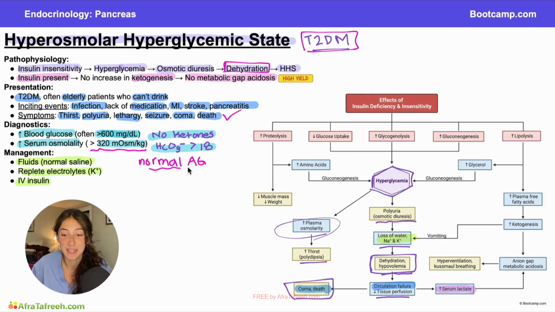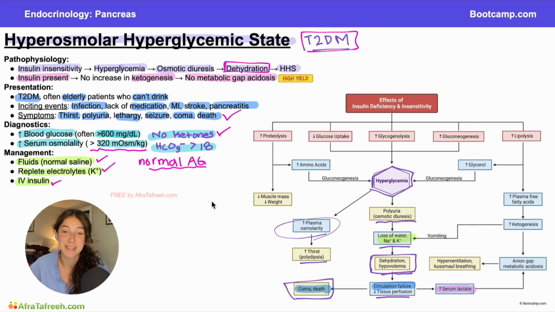Your anion gap in HHS is most likely going to be normal, which is a great distinguishing factor from DKA. And then there will not be any ketones in your urine or in your blood. So if you see those, think DKA, not HHS. Finally, the management is with fluids, then electrolytes, and then insulin.